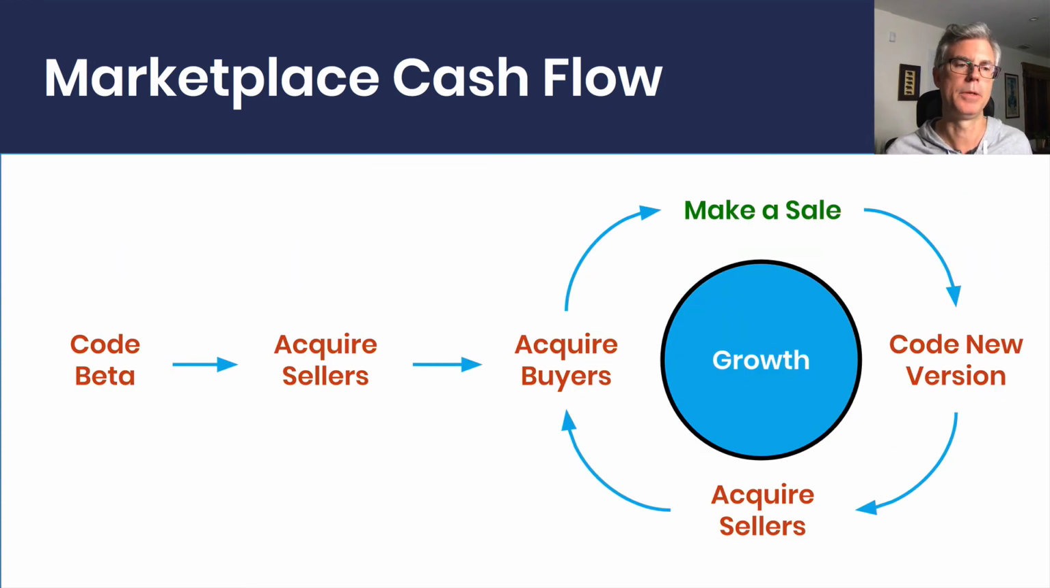So the way this flywheel works, the on-ramp is coding the beta and acquiring the sellers. Then we can acquire the buyers and we get into our flywheel. We make a sale, we code the new version, we acquire sellers, we acquire buyers, we make more sales, and this business grows and expands over time. So that's the way the cash flow works for a marketplace business.